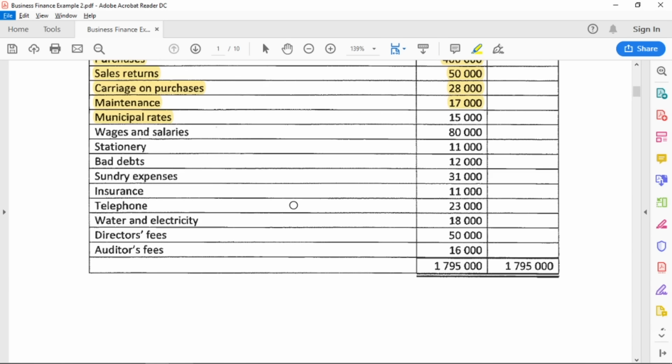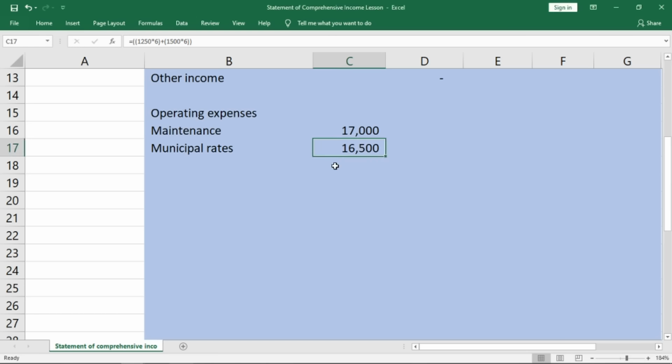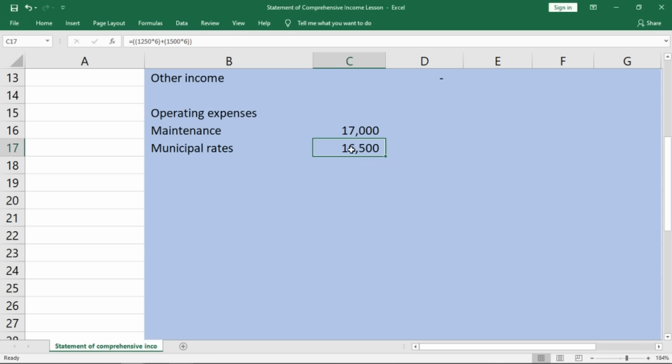But anyway, we know that the municipal rates for this year is supposed to be 16,500, as we have calculated here, because we are concerned with this period that we are dealing with and want to know what the rates are for that. So this 15,000 Rand is understated, so we put the correct one over here because it's the actual amount for this period.